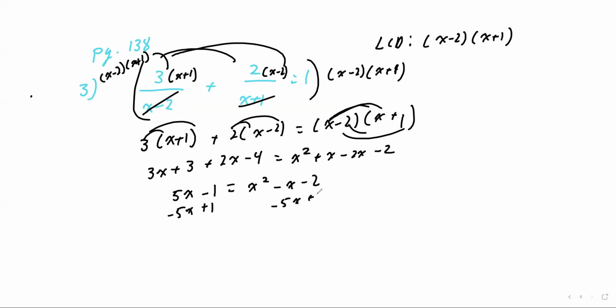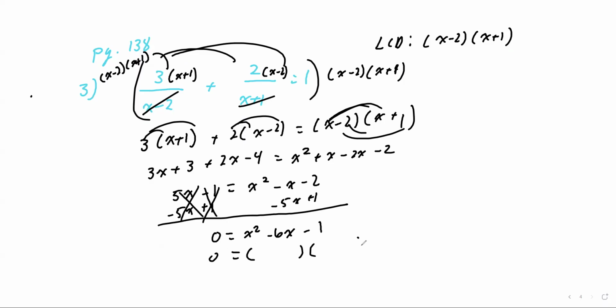Minus 5x plus 1. Again, lining up your terms to keep everything organized. So I get 0 equals x squared minus 6x minus 1. A quadratic will always factor into two binomials where the leading term is an x, and we just have to figure out what multiplies to -1 and adds to -6. In this situation, nothing does, because the only way to multiply to -1 is 1 and 1. So that means this is non-factorable.